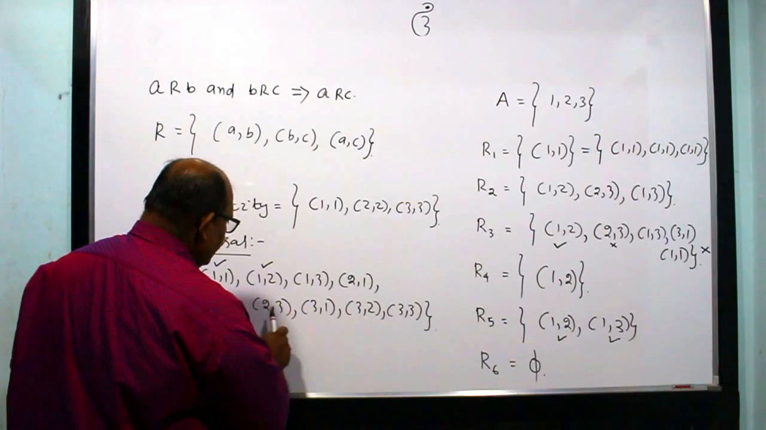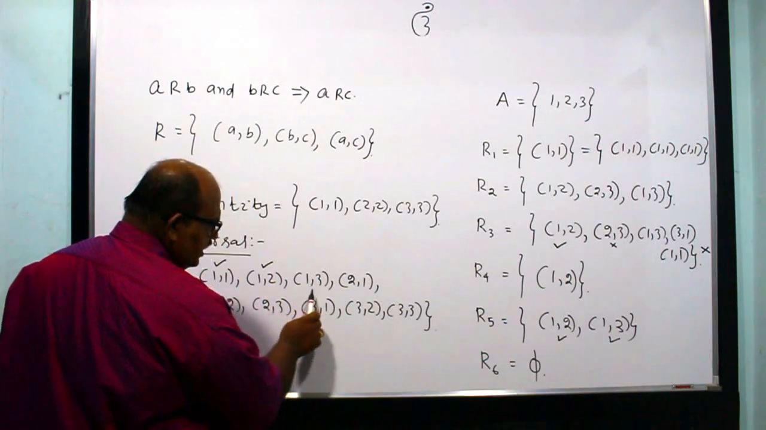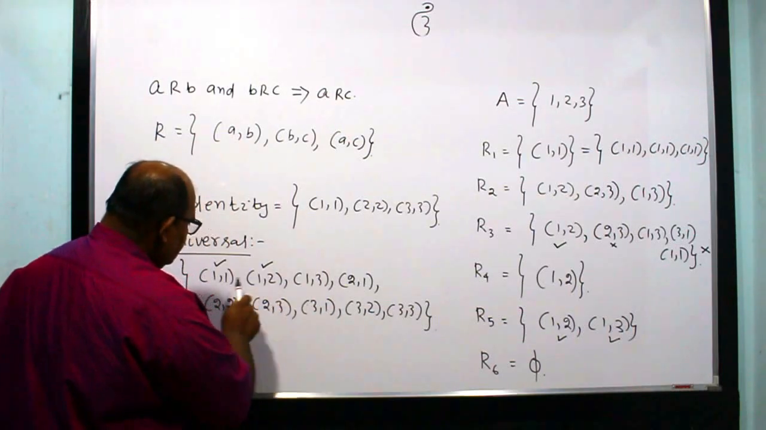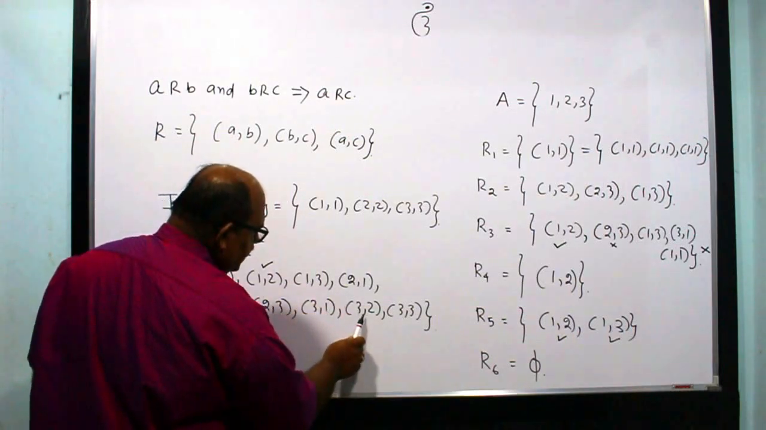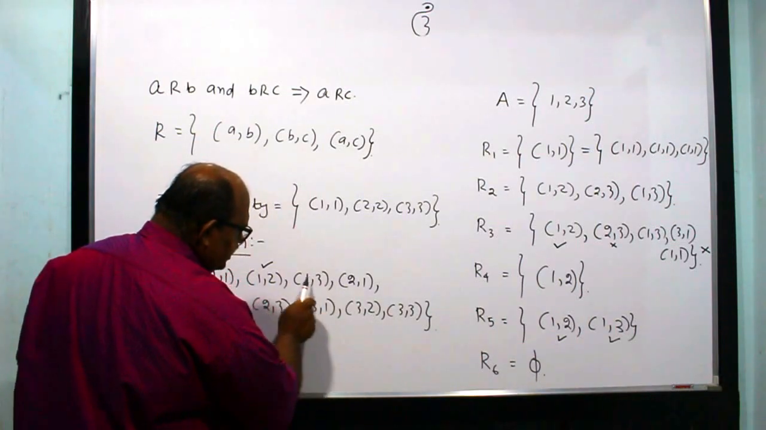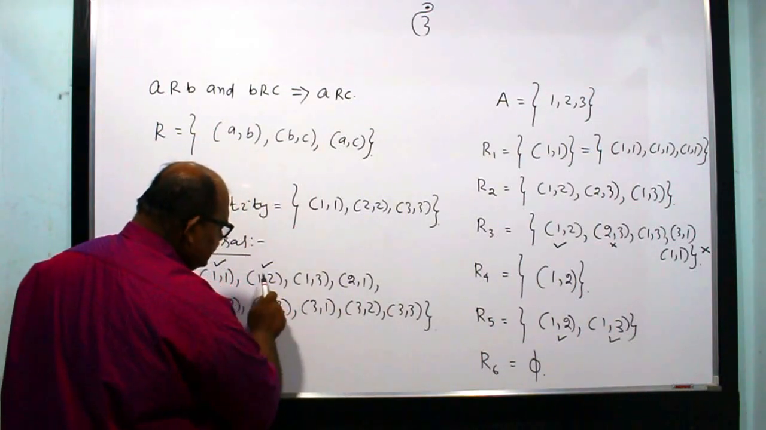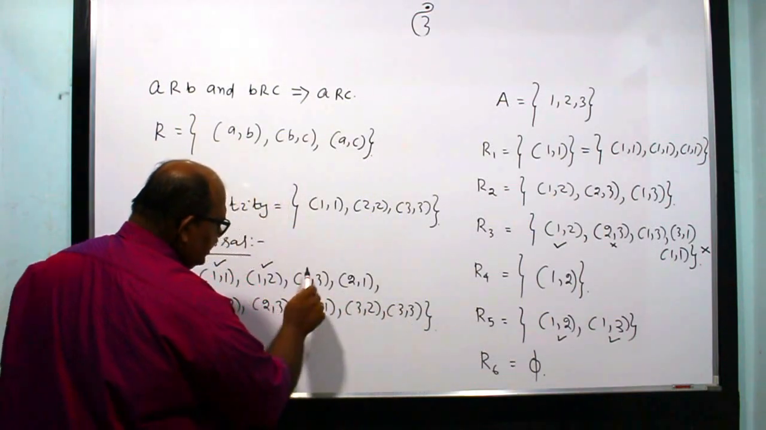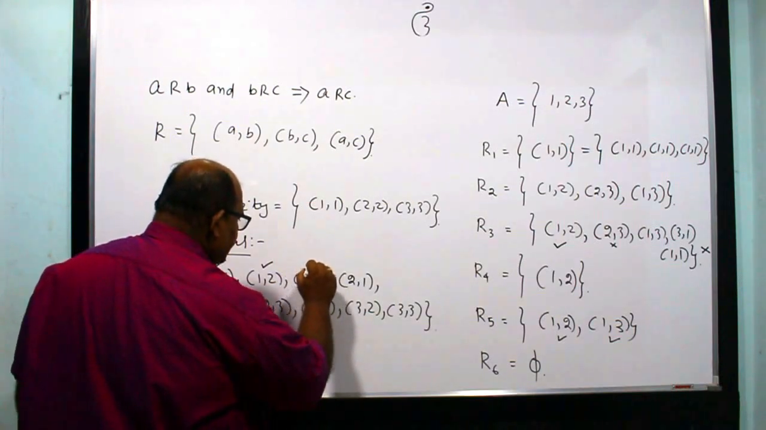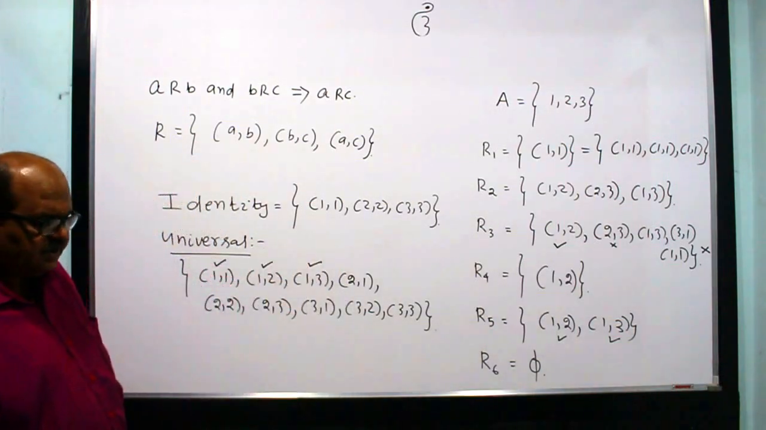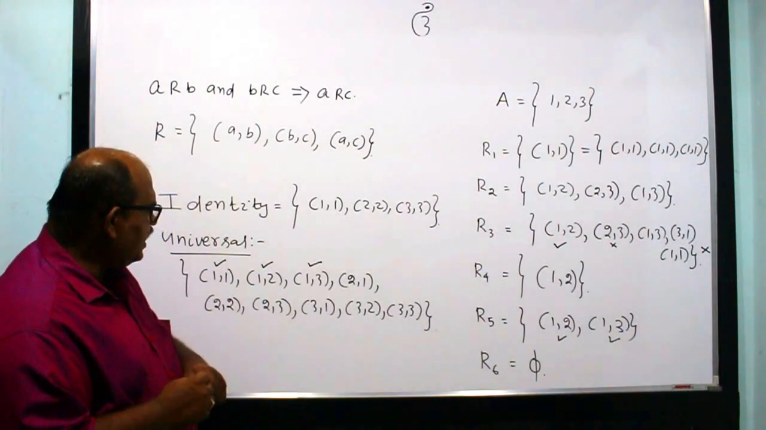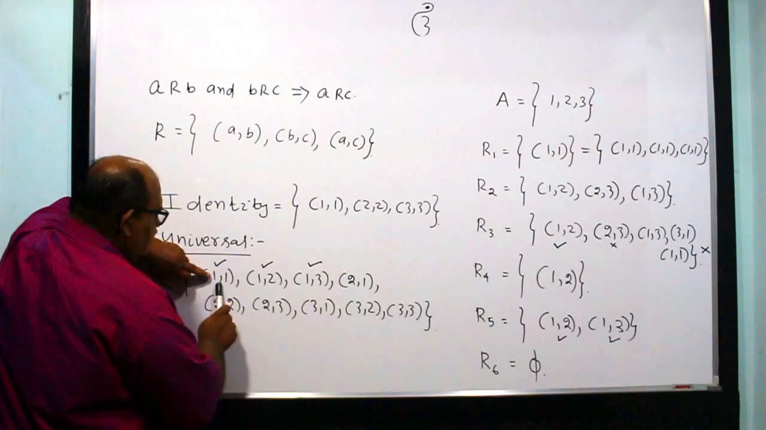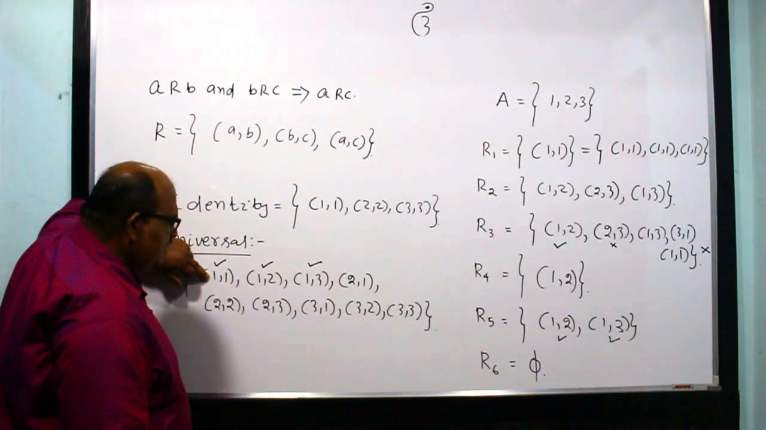Now come to 1 3. 1 3 can be compared with 3 1. Yes. The requirement for transitive is 1 1. Present. Yes. 1 3 can be compared with 3 2. The requirement is 1 2. Present. 1 3 can be compared with 3 3. The requirement is 1 3. Present. So 1 3 also passes the transitive test. Now 2 1. 2 1 can be compared with 1 1. If 2 1 is compared with 1 1, then what is the requirement for transitive?